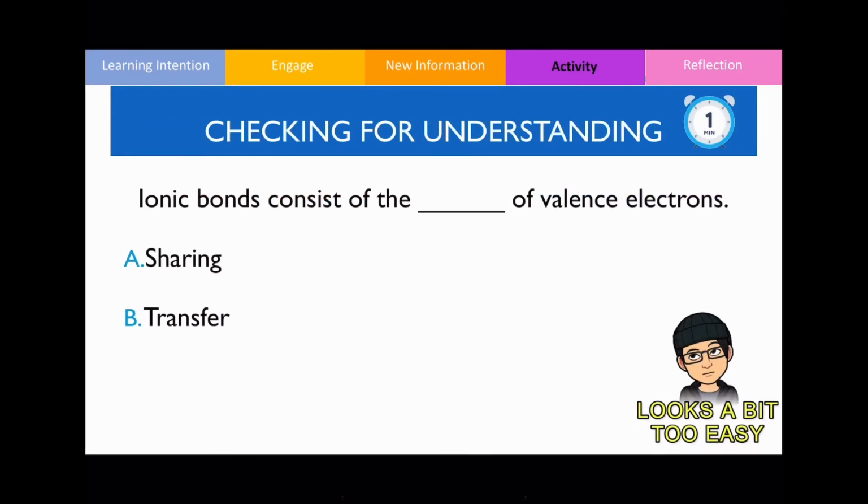Let's now have a go to see whether we can answer the following checking for understanding questions. There's about 5 multiple choice questions, so give yourself 5 minutes in total. The first question reads, ionic bonds consist of the something of valence electrons. For ionic bonds, you guys should understand that this occurs by transferring or exchanging electrons from one party or from one substance to another. So therefore, B is going to be the correct answer.